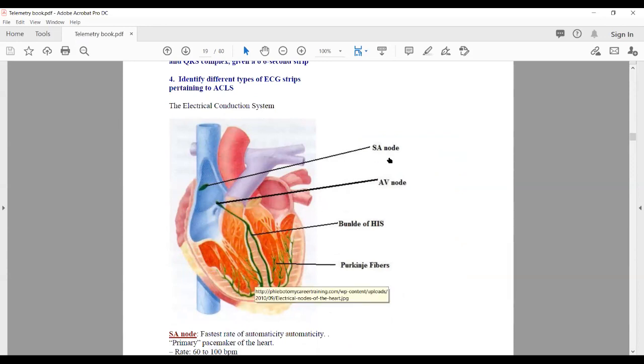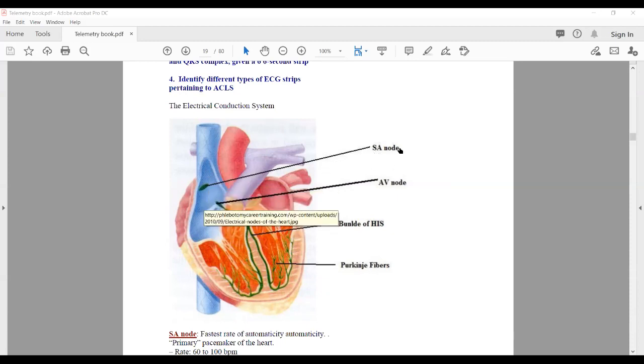Now we're going to be paying close attention to a lot of these fibers and nodes, because they are going to be very important, because these are going to be generating the actual heartbeat. Okay, so if we take a look at the heart right now, you'll see that in the upper right atria, right close to where the superior vena cava empties into the right atria, we have what we call the SA node.